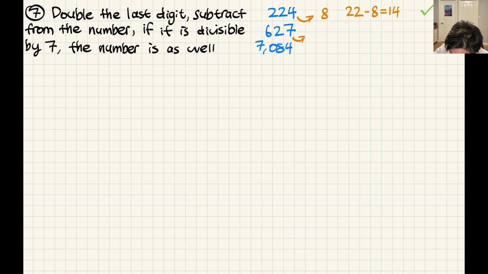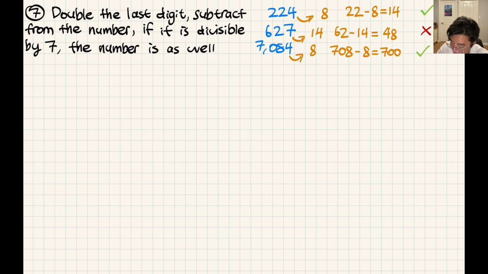Right? Similarly, we take the last digit of this number, we double it to get 14. 62 minus 14. Let's see, what is that? 6, 8, 48. Right? 48 is not divisible by 7, so 627, not divisible by 7. Right? That's a big number here. We double the 4 again to an 8. 708 minus 8 is 700, which means that 7084 is divisible by 7. We can do this quickly. This comes out to be 1012. Right? So yeah, it's a really weird trick, but it works surprisingly.